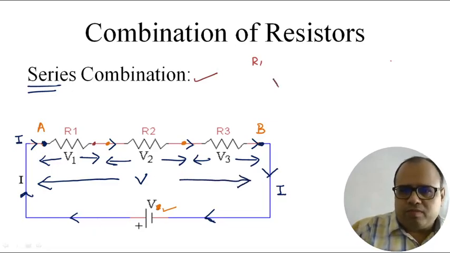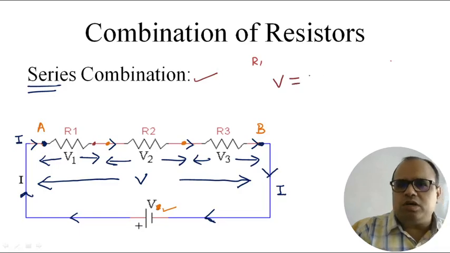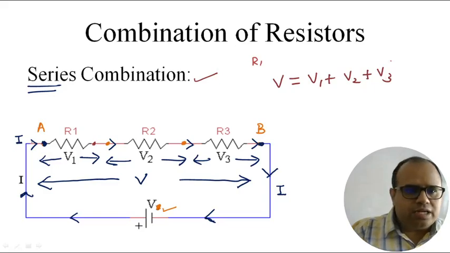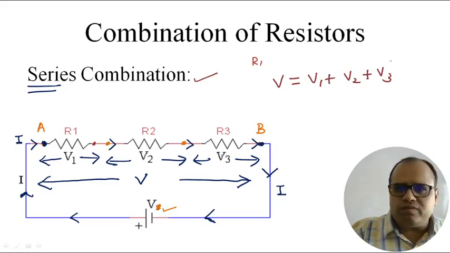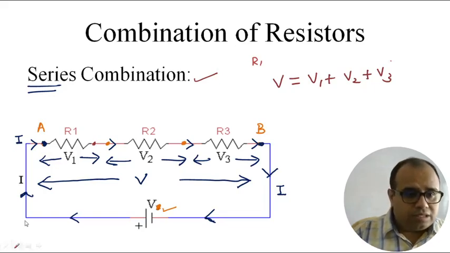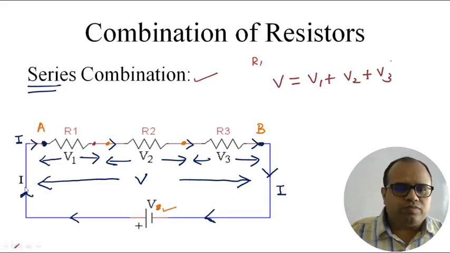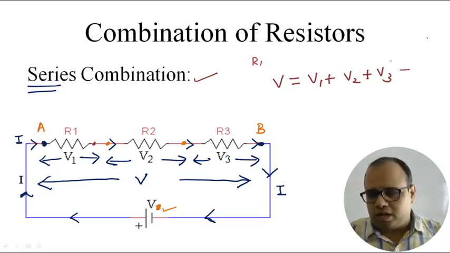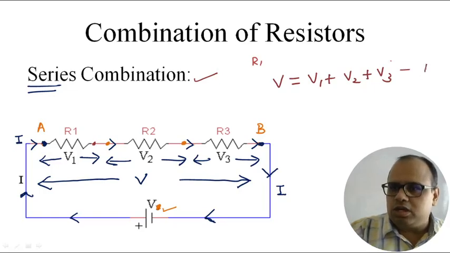Now you know that this V has to be equal to V1 plus V2 plus V3, isn't it? Because this V is ultimately getting divided into V1, V2 and V3, right? So we can say that V is equal to V1 plus V2 plus V3. Now you can write that this is equation number 1.